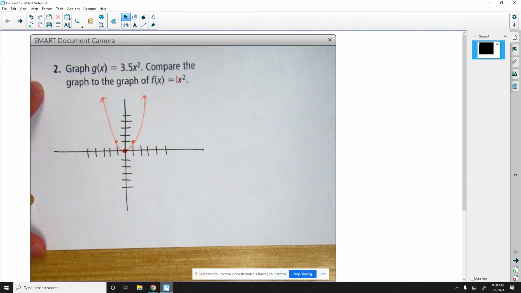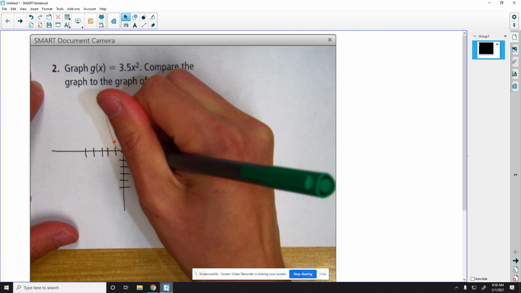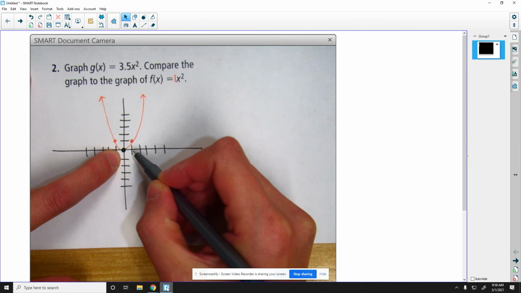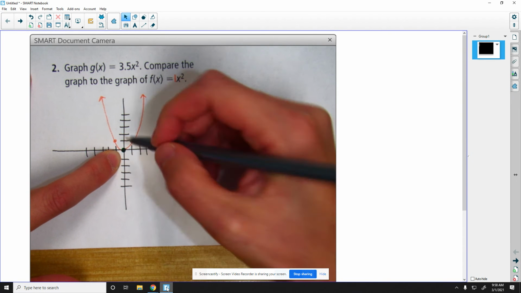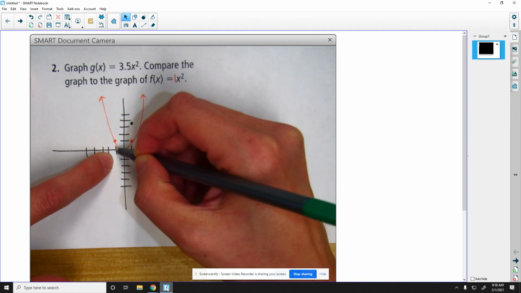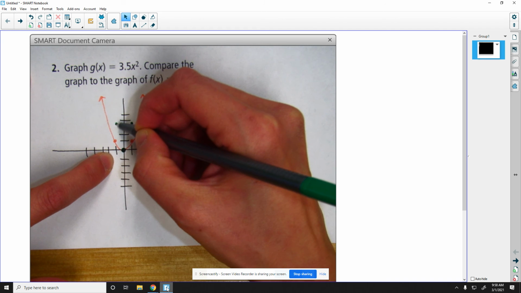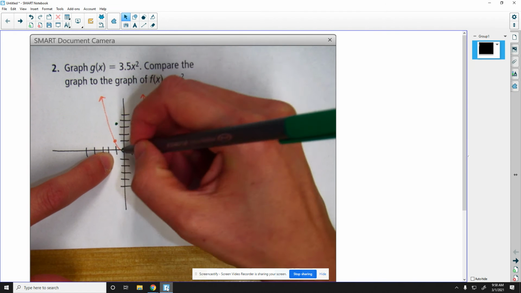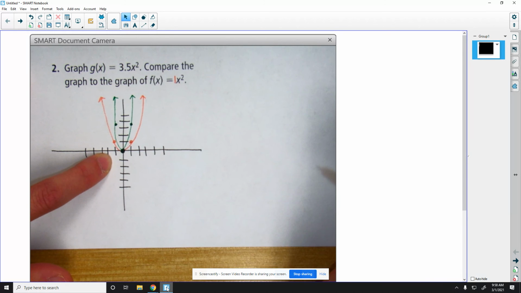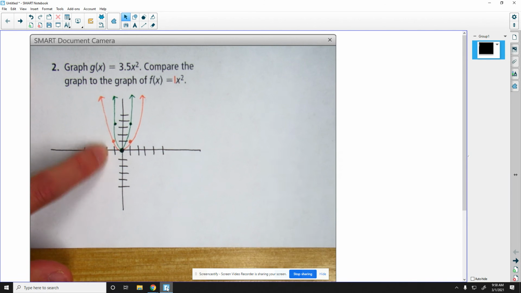Now what I want to do is compare it with 3.5x squared. So 3.5x squared, I still have my vertex at 0, 0. I'm going to go over 1. How many am I going to go up, though? 3.5. So I'll go 1, 2, 3.5 tick mark, over 1, 1, 2, 3.5 tick mark, like that. So this would be my picture here. So that's how I can graph it by hand.